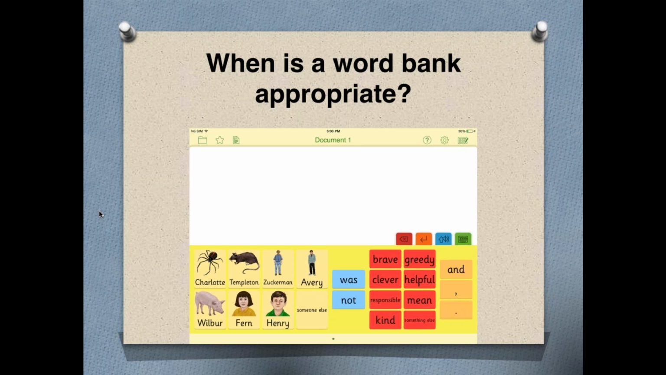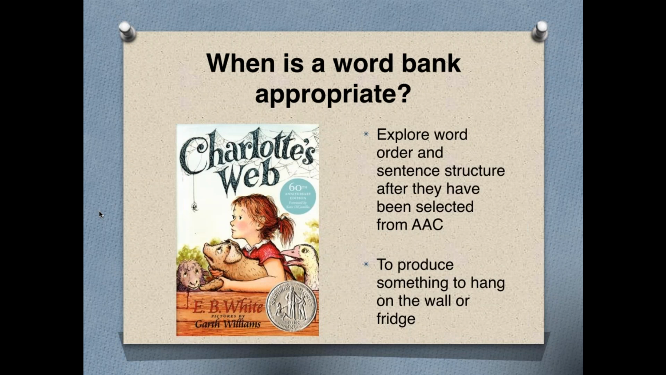So when is this kind of exercise appropriate? What Maggie really learned from this was exploring word order and sentence order, right? And just exploring how to create a sentence. It resulted in something that was really nice to hang on the wall or hang on the fridge, and that part of it was really great.